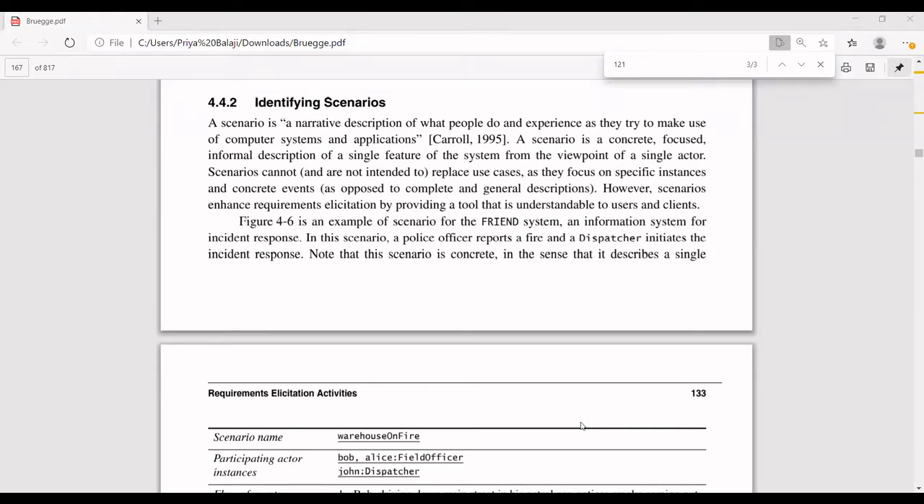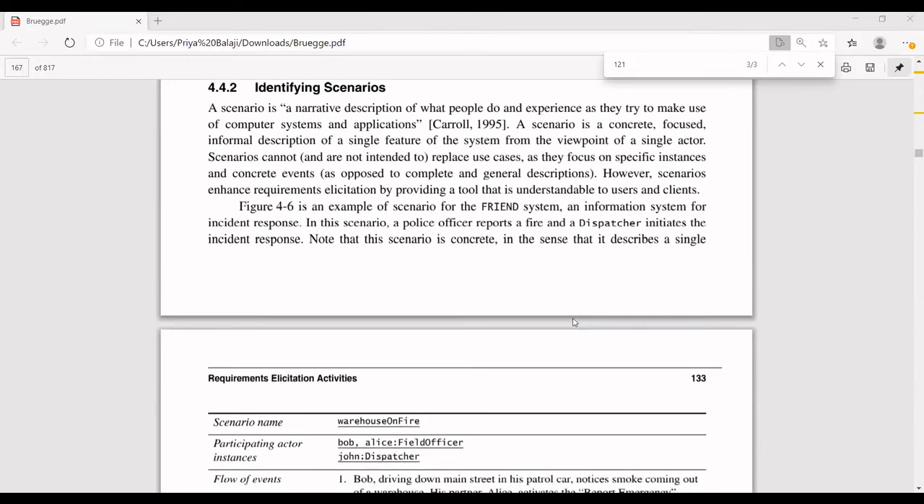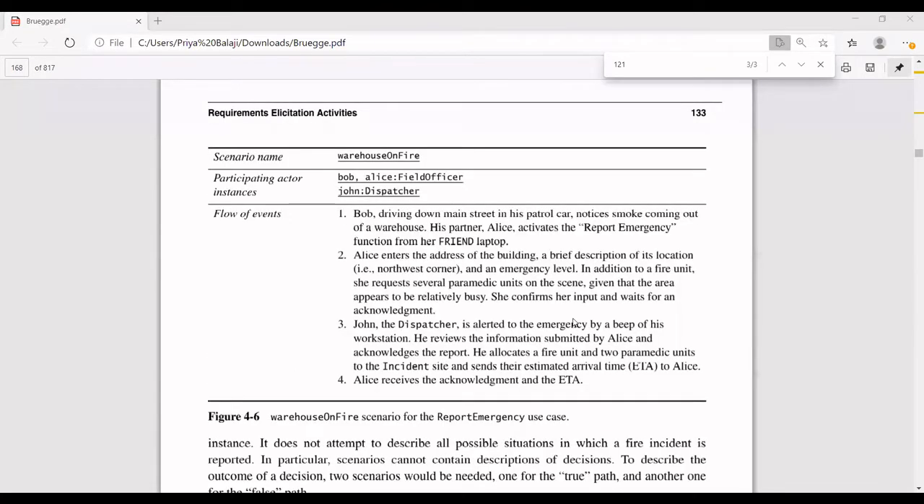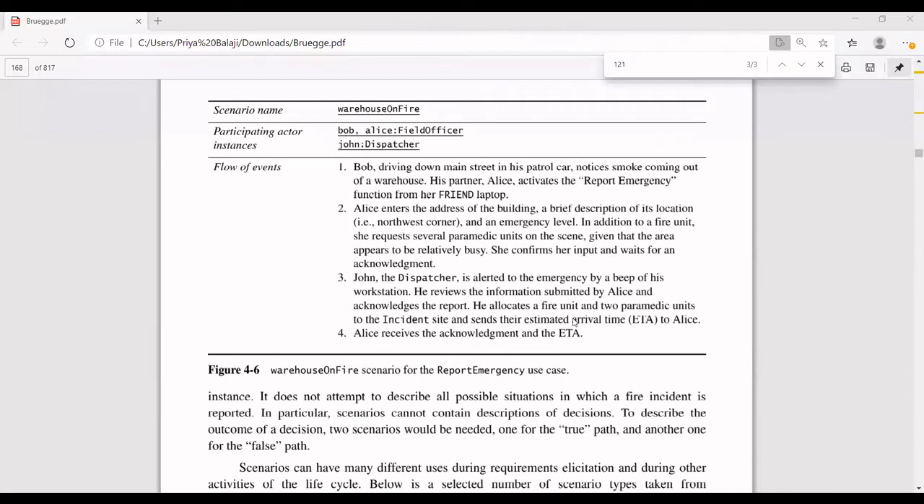Now once all the scenarios are defined, these scenarios can be clubbed into use cases. So first, an example of a scenario is shown over here. This is a warehouse on fire. That is, some storage part is on fire. So now the person, the field officer, that is Bob or Alice, who is traveling in that particular place, noticed a fire in that particular storage area. So he is going to do a certain flow of events.